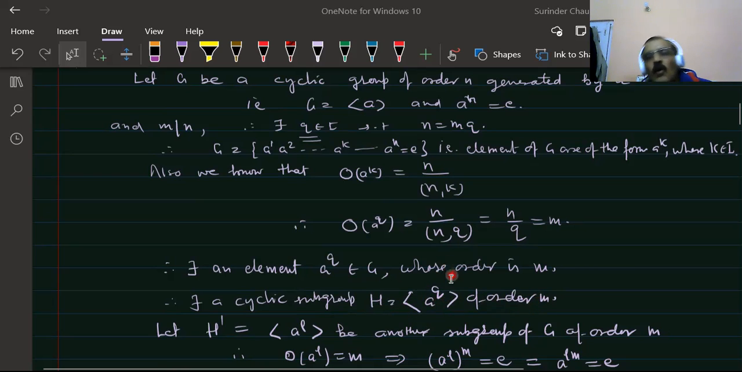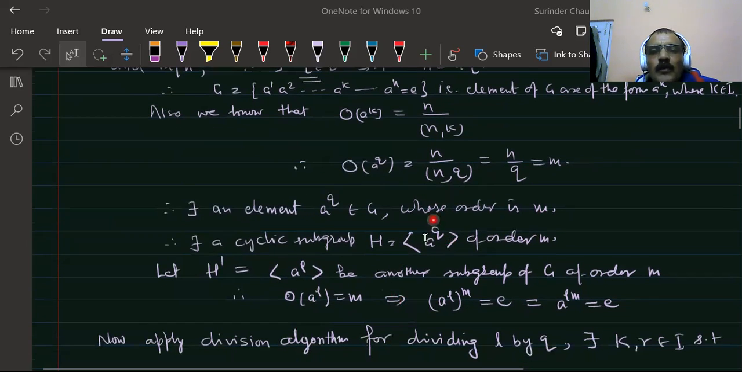Now our aim is to show that this is the only subgroup generated by a^Q. So let us show that H dash is of order m. That H dash is another subgroup generated by a^L, another subgroup of G of order m. Our aim is to show a^Q generates H of order m. Now we suppose that in place of a^Q, a^L is another generator which generates the cyclic group of the same order m.